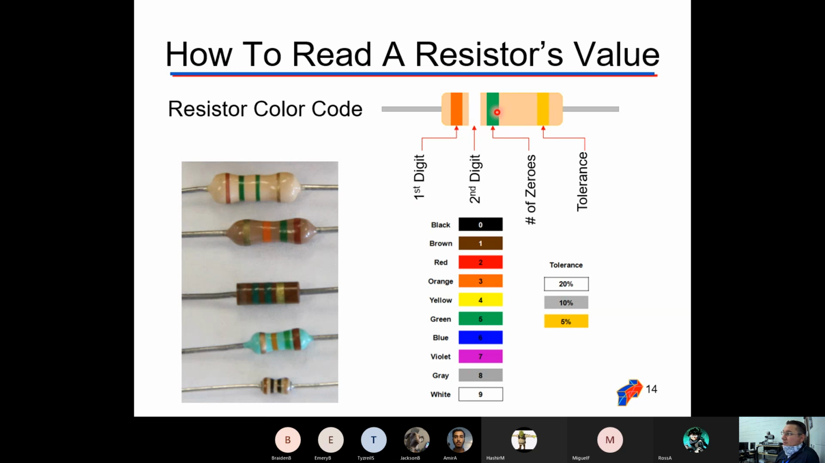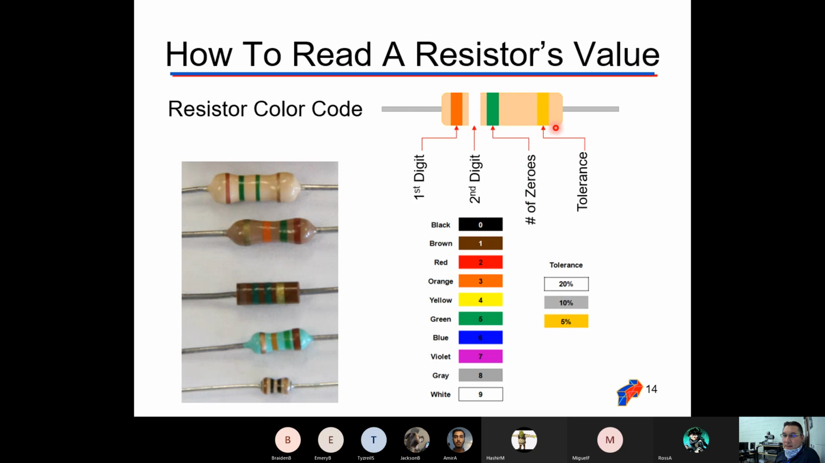And then the third digit is how many zeros come after those 2 numbers. In this case, you have green, so that's 5. So you'll have 3, 9, and then 5 zeros. So it'll be 3,900,000. And that's the size of that resistor, which I think is 3.9 mega, but we'll go over it right now.